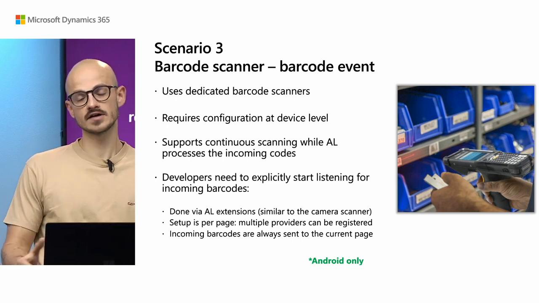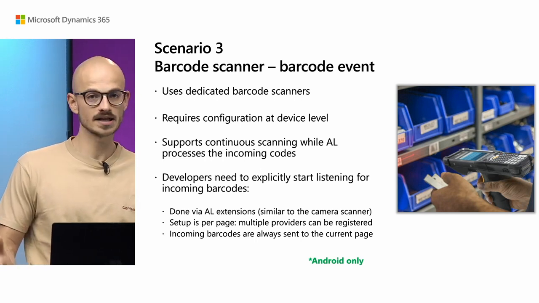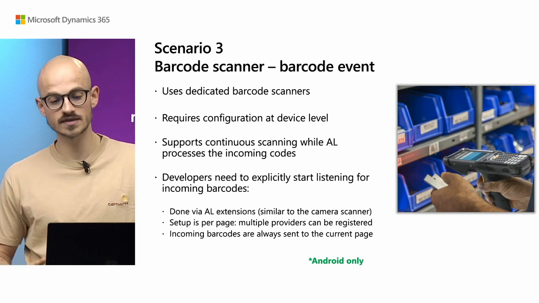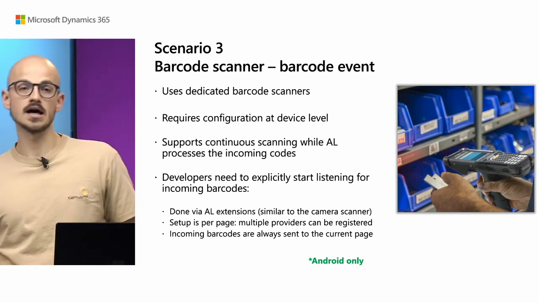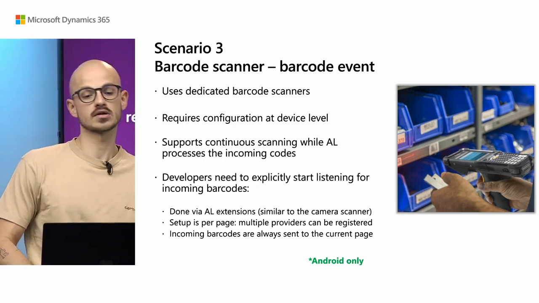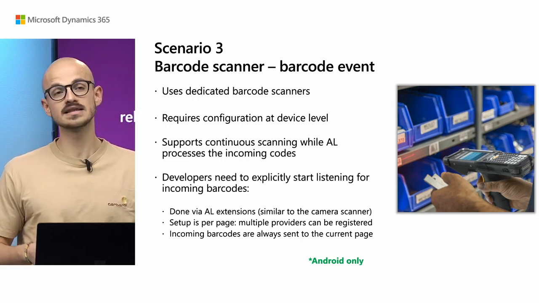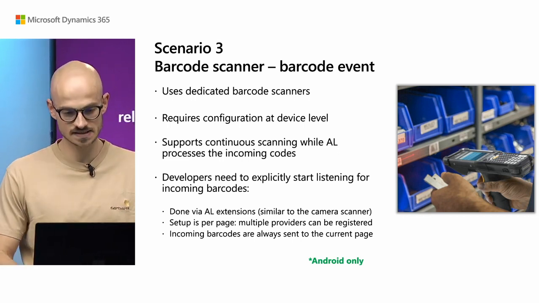The first level would be a configuration at the device level. In order to have this capability available in the BC app, one would actually need to configure the laser barcode scanner with the BC application. And we also have documentation for you about how to do that. It's also really important to mention that these capabilities are available only on Android OS devices.